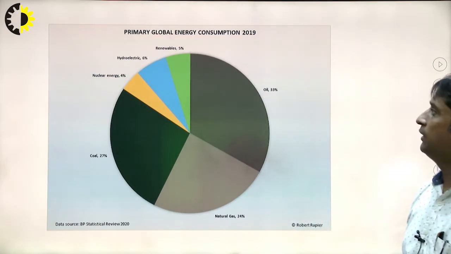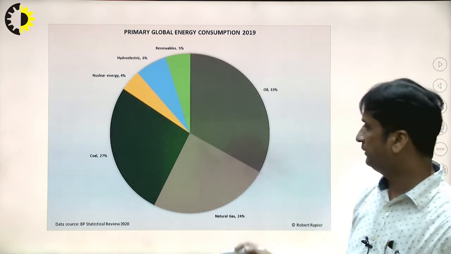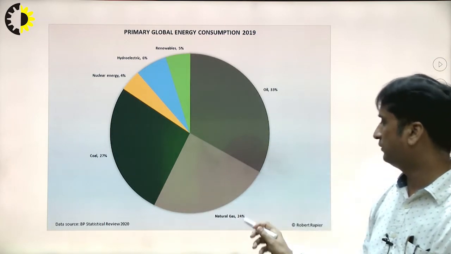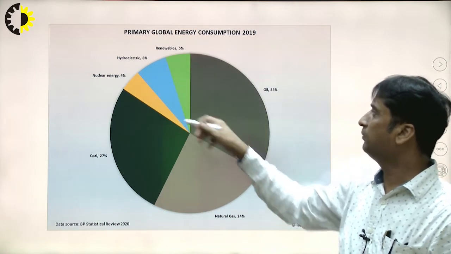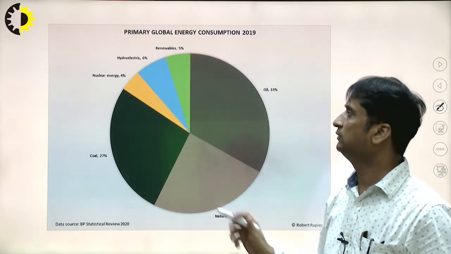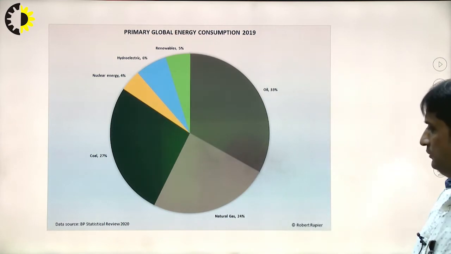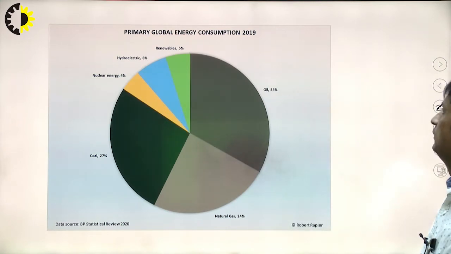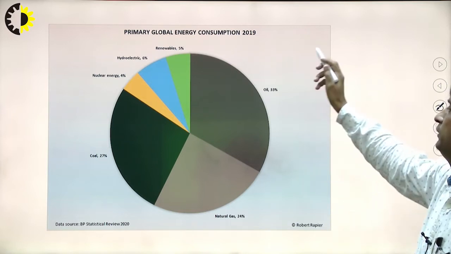Now if you look at global energy consumption, it is around the same: coal is 27%, natural gas 25%, oil 33%. Then renewable is 5% and nuclear energy is 4%. This is the latest data to 2020, and it is the primary global energy consumption by 2019.